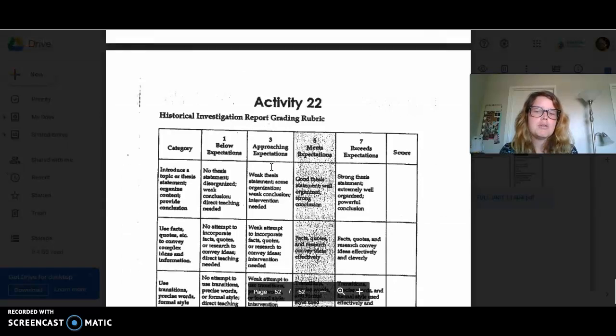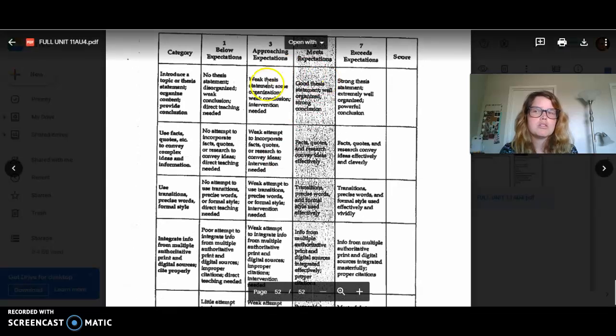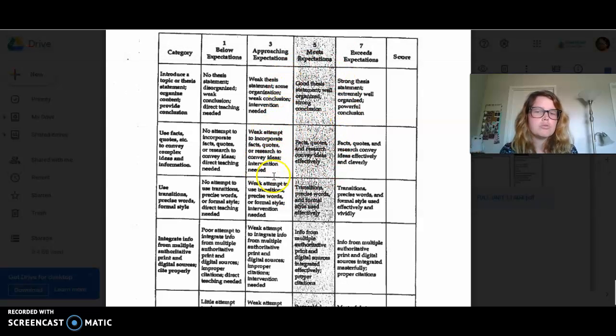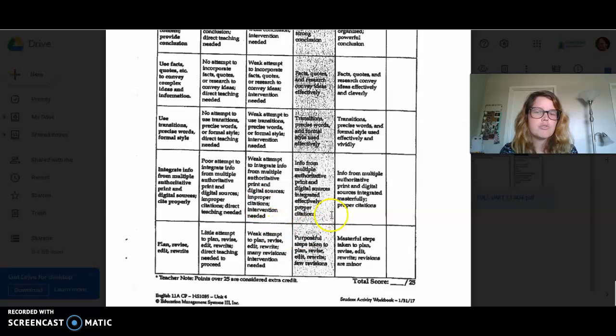And then based off of the rubric, you'll get the next 25 points. So remember, these are the things I'm looking for. I'm looking for a good thesis statement, well-organized, strong conclusion. I'm looking for facts, quotes, and research that convey ideas. I'm looking for transitions, precise words, and formal style. I'm looking for multiple authoritative print and digital resources. I'm fine if they're all digital, but you should use your book, your textbook, and proper citations. And then I'm looking that you tried to revise it.